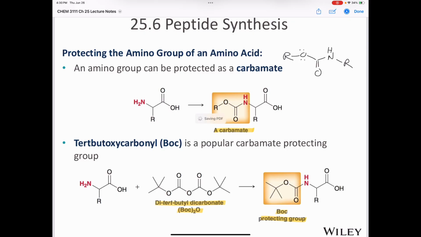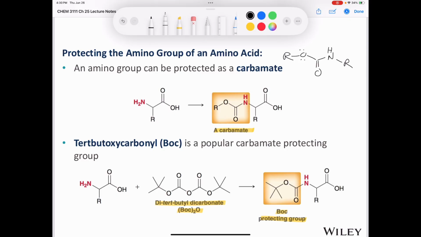So oftentimes what you'll see me write, or what you'll see in the textbook, is if we have something like this, I'm just going to draw part of the molecule. They'll put NH, and then they'll just write BOC, and the BOC represents everything that's in this orange square here, our BOC group.